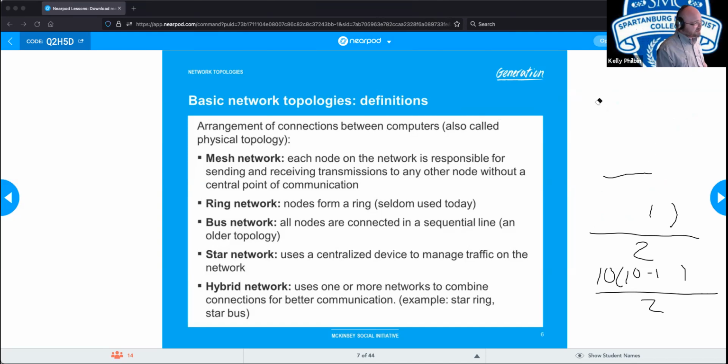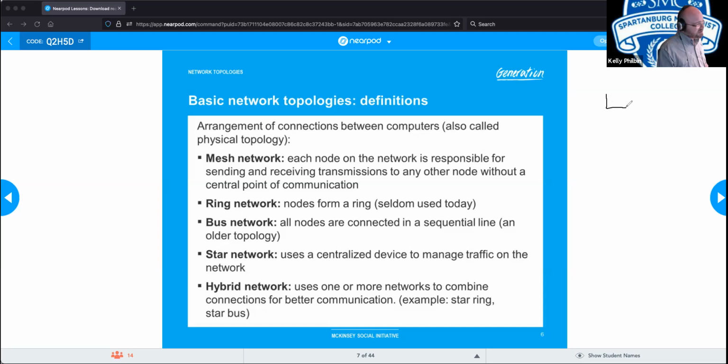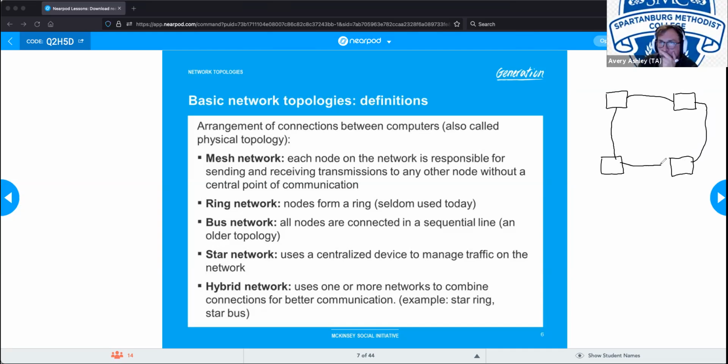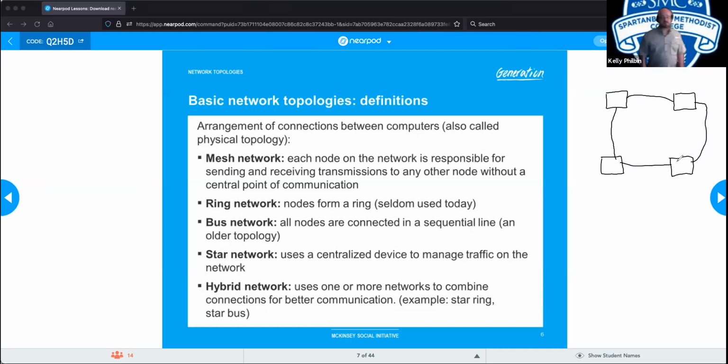So next, we have our ring topology. So we'll draw out our same computers here. It's a little bit simpler. This is a much older technology. So you have one computer connected to the next one. And this one goes to this one. And this one goes to that one. And that one goes to this one. So it forms kind of like a ring. It is a closed connection.